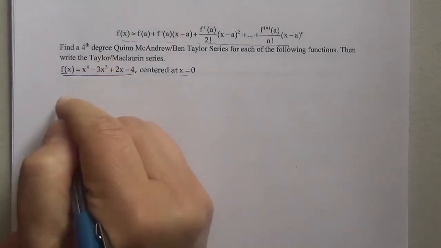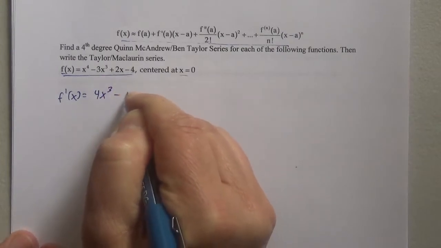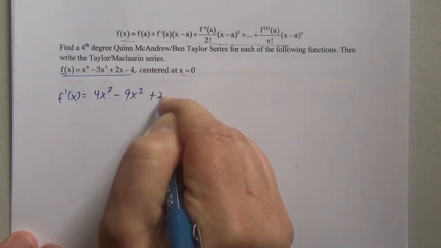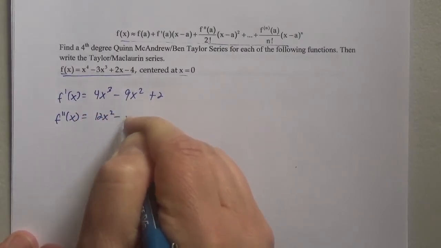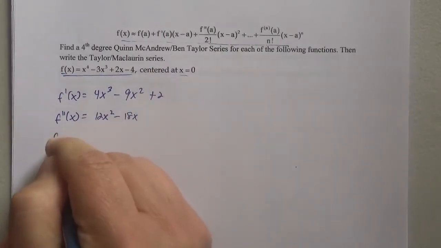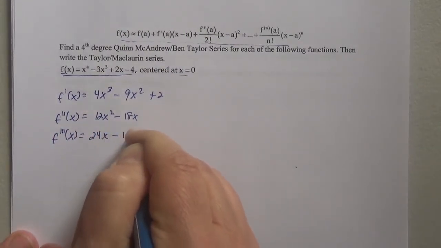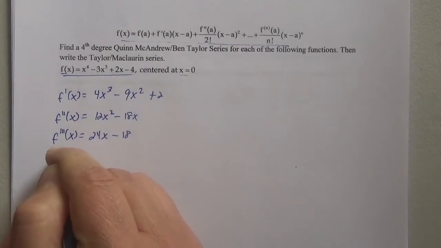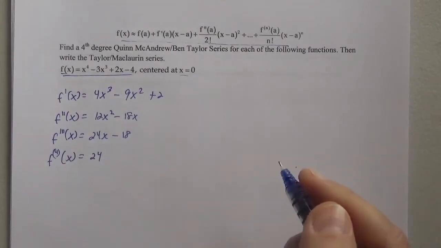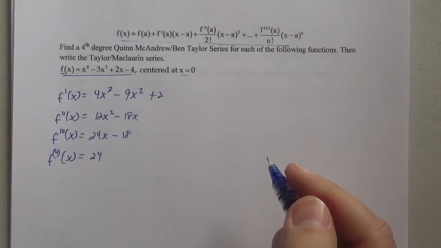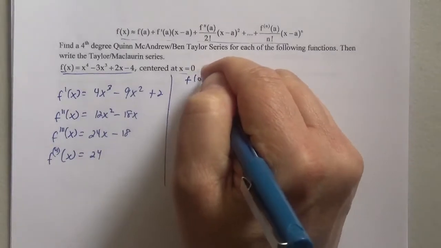So here is my function. My derivative of x is 4x cubed minus 9x squared plus 2. My second derivative of x is 12x squared minus 18x. My third derivative of x is 24x minus 18. My fourth derivative of x is 24. And notice my fifth degree goes away, right? Fifth derivative goes away.